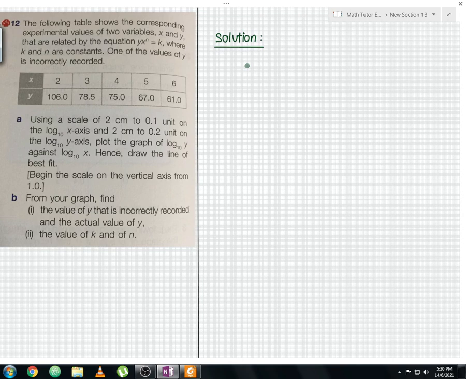Let us begin our discussion for the question part A. Okay, for the question part A, the first step on what we're going to do is we're going to change the non-linear equation to linear form. In this case, the non-linear equation is given by y x to the power of n is equals to k. So let me write down the step here.